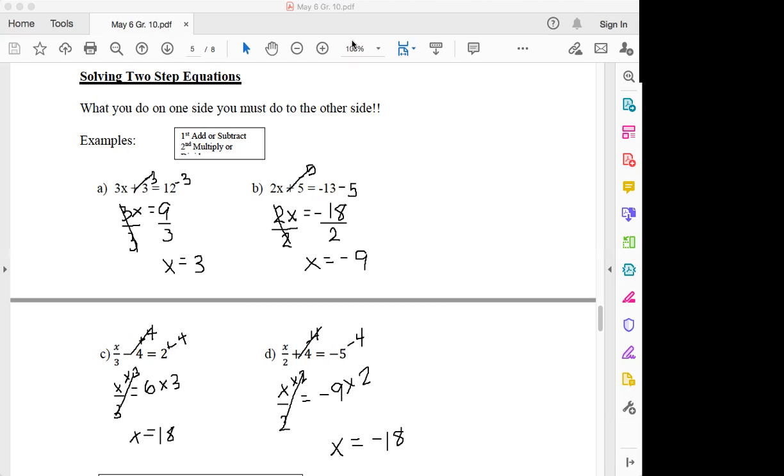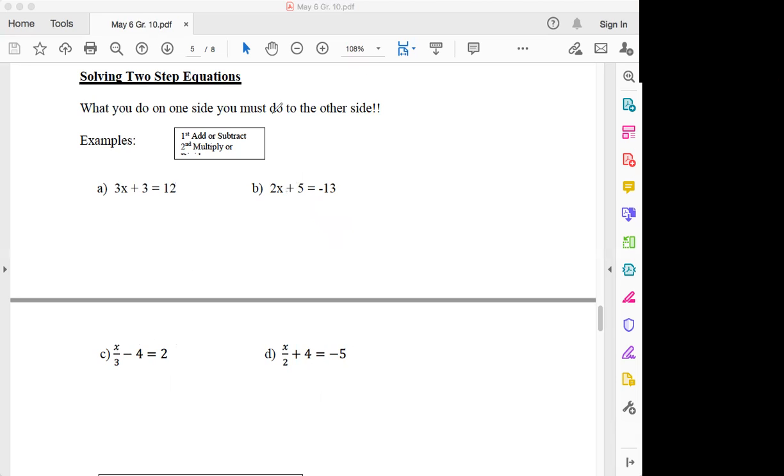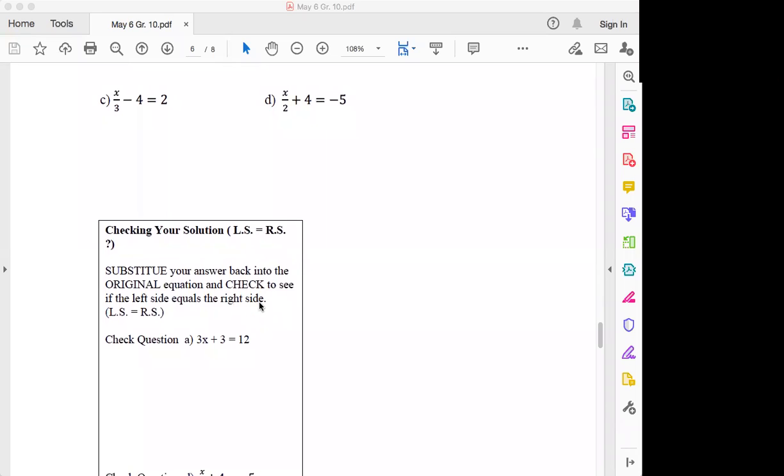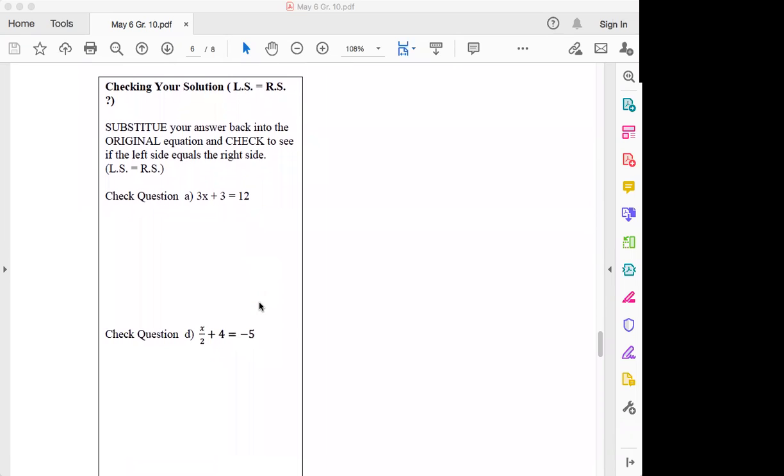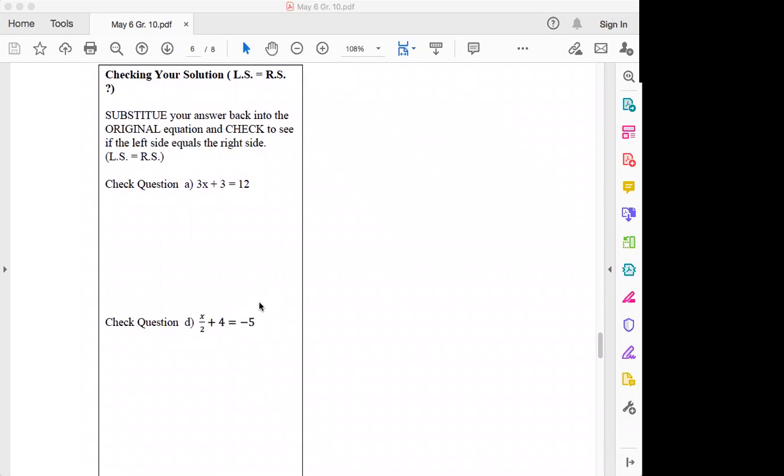So I'm going to erase this and we're going to check our answers to make sure that they're okay. Okay, so it's asking us to check question A. For A, it was 3x plus 3 equals 12, and we had found that x is equal to 3.